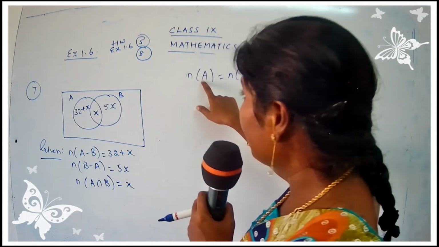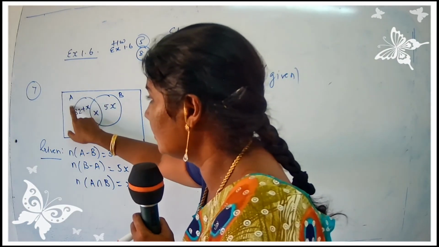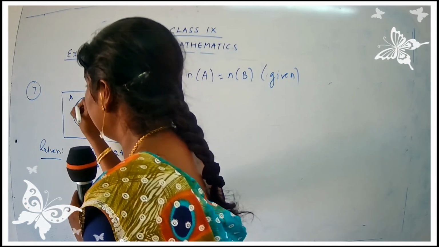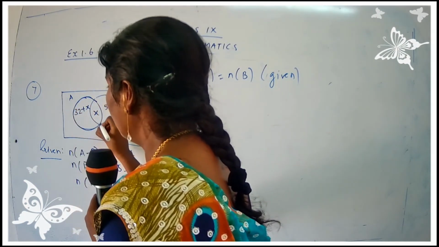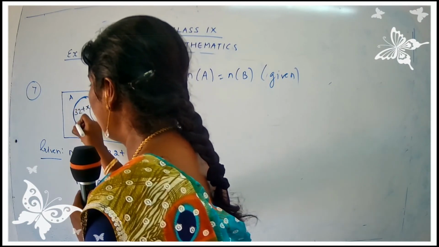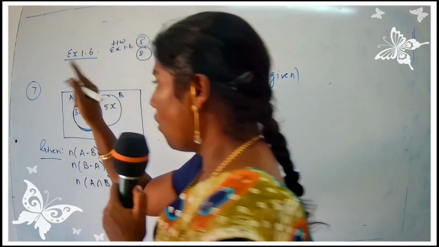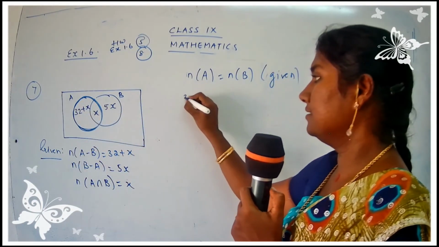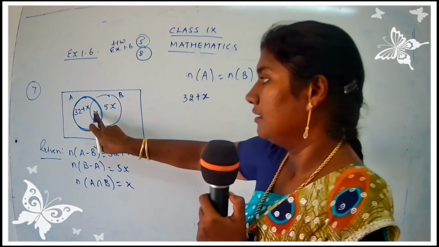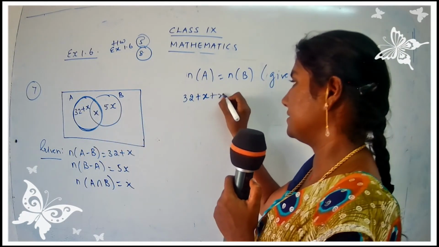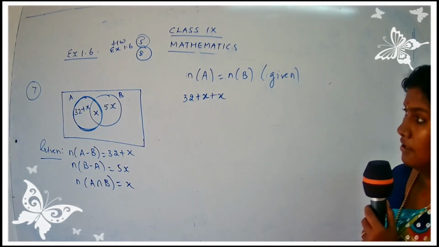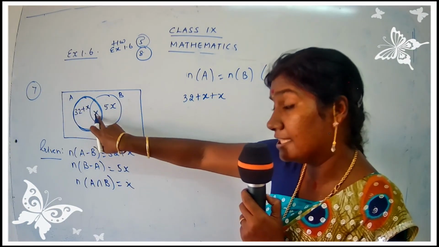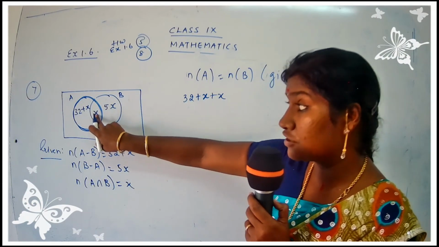When I talk about n of A, this is A. Just see here, children, this whole part is your A. I'm just shading it. n of A means I have to take the whole circle A. So what is the value for n of A? It is 32 plus x plus x. Getting the point? 32 plus x, and this part is also added. This x is common for both A and B.